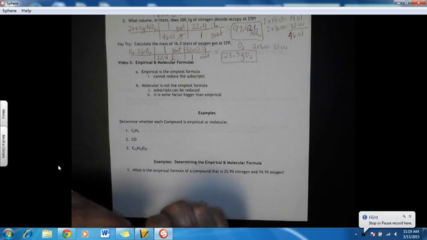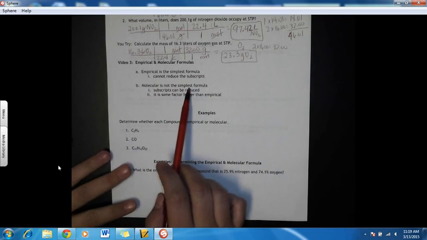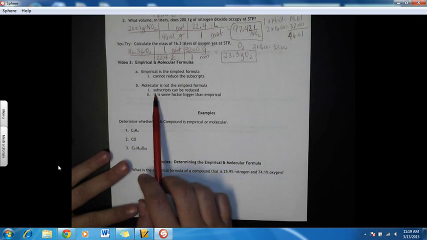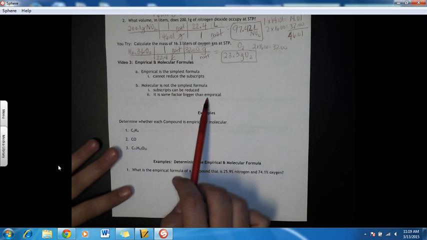Alright, in video 3 we're going to talk about empirical and molecular formulas. Empirical formula is the simplest formula, which means you could not reduce your subscripts. Molecular is not the simplest formula, simplest ratio, so the subscripts can be reduced. It is some factor bigger than the empirical. So first let's make sure we can distinguish the difference.